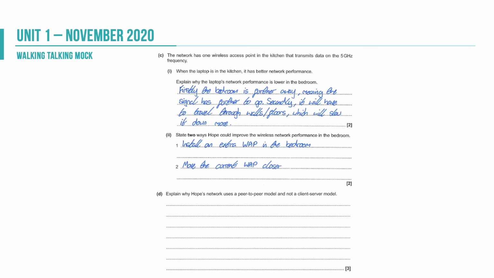Finally, explain why Hope's network uses a peer-to-peer model and not a client-server model. Now, to start with, don't overthink it. Your first mark is straightforward here. There is clearly no server in the diagram, therefore it can't be a client-server network. But this is a 3-mark question, so we need a little bit more for marks 2 and 3.